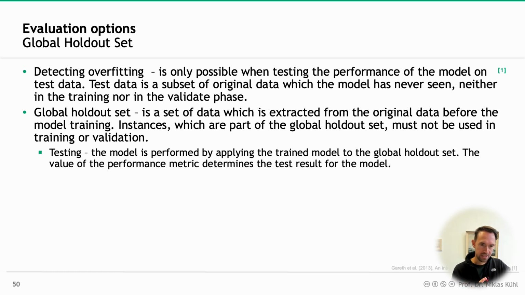So detecting overfitting is only possible by testing the model on really unseen data. And this has to be a subset of original data which the model has never seen, neither in the training nor in the validation phase. And that's why we have this idea of a global holdout set. And this global holdout set can never be used for any optimization purposes, right?